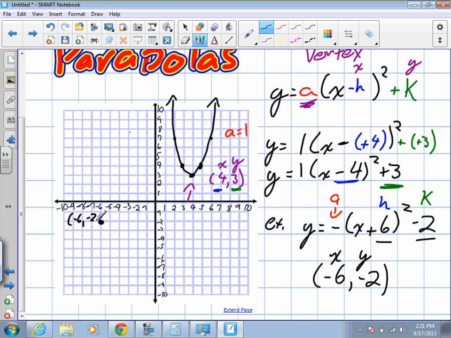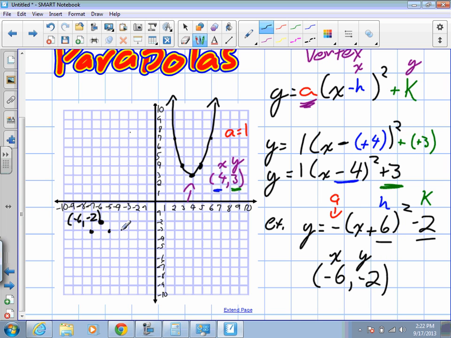Now, since we already know how to draw with our a, because it's negative, how would I draw this? I'll go over 1, and where do I go from there? Down 1, right? Over 1, down 1. Let's go back to the vertex. Let's use that other method of drawing. I go over 2. What do I do with the value of 2? I have to square it, and then multiply it by negative. What does it become? Negative 4.